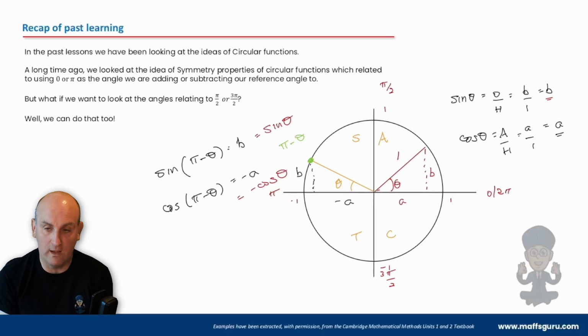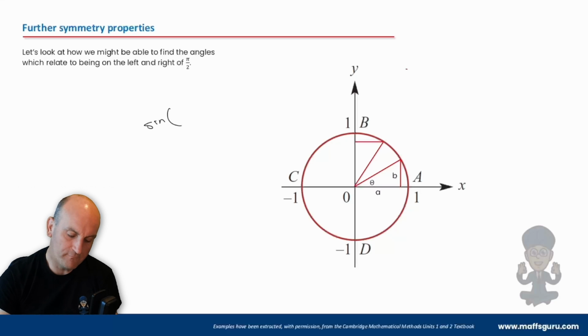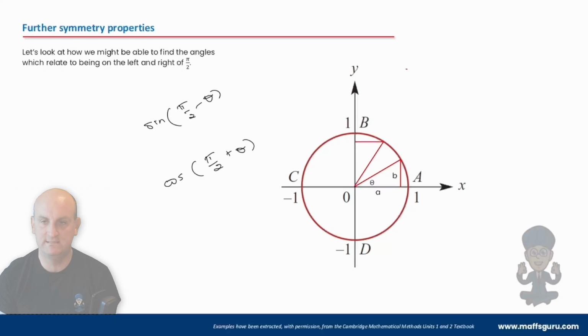There was a lot to unpack there, but we're going to use the same idea here for our further symmetry properties. So taking the diagram from Cambridge, thank you so much, Cambridge, for allowing me to use your worked examples, you guys are amazing. Let's see now what would happen if we were to try and find things like the sine of pi on 2 minus theta, or the cosine of pi on 2 plus theta. Now, first thing is trying to visualize what that means is really important.